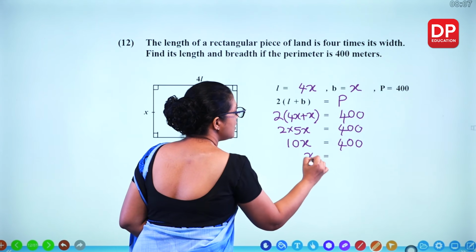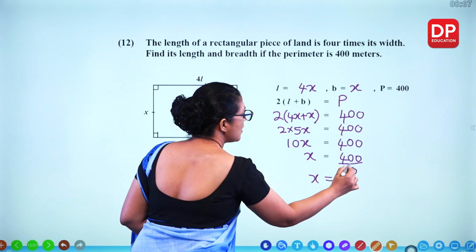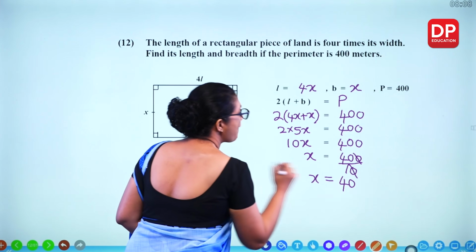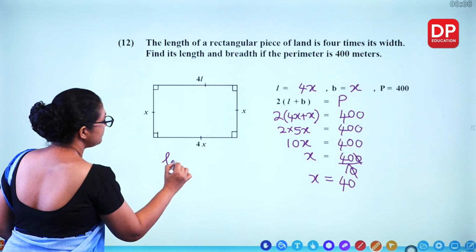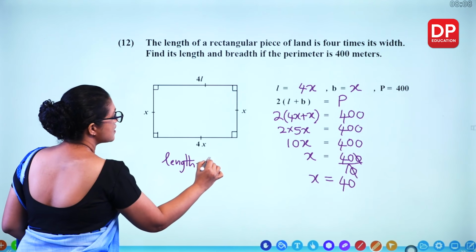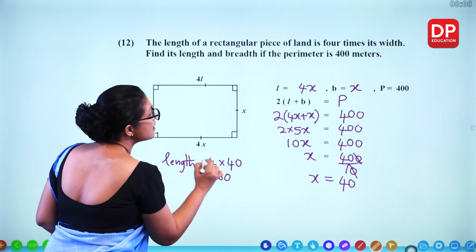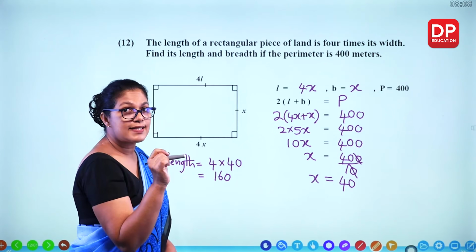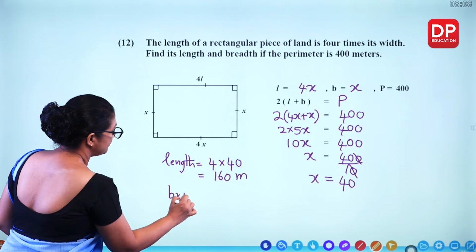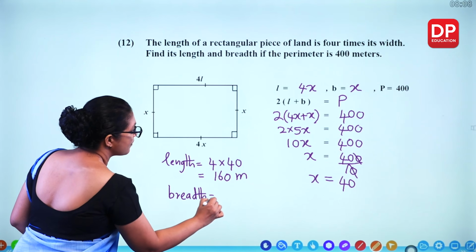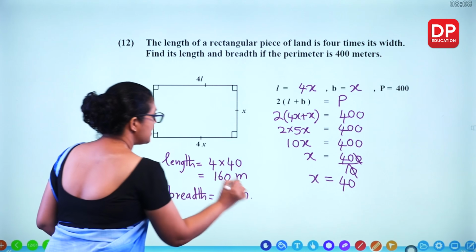Divide by 10, you get x. So x equals 40. Now x is 40 means what's the length? Length is 4x. That means 4 times 40. That's 160 meters. Breadth is x. That's 40 meters.